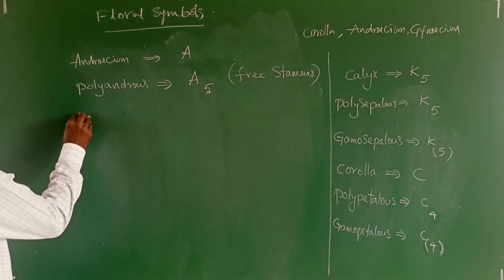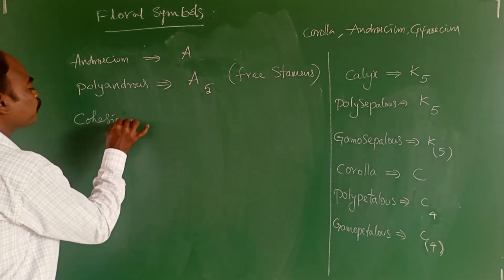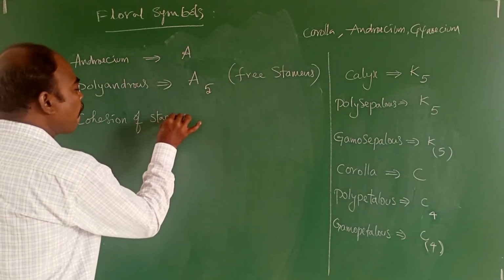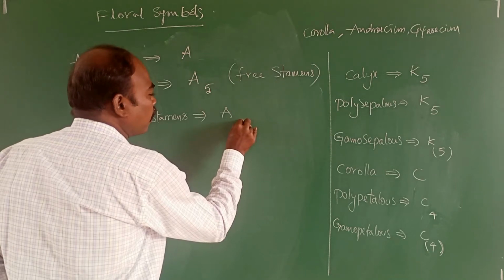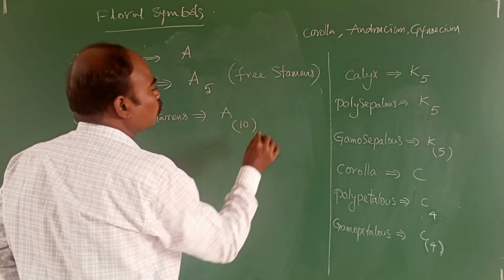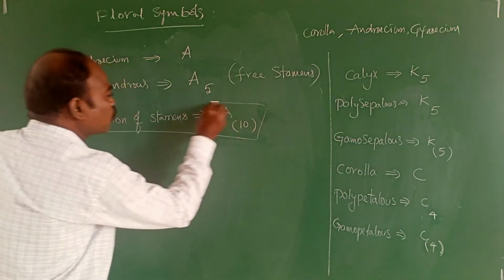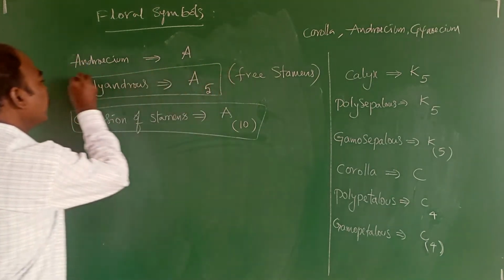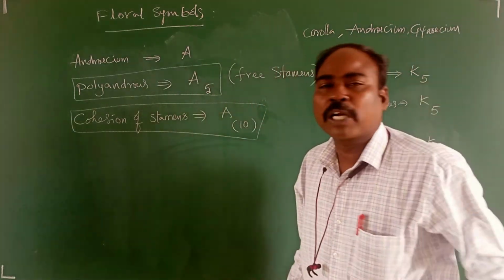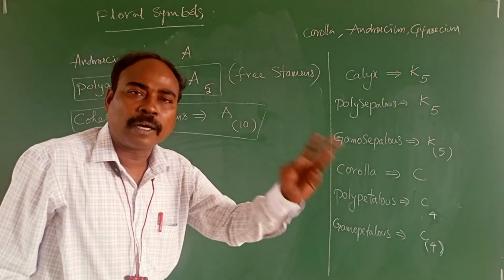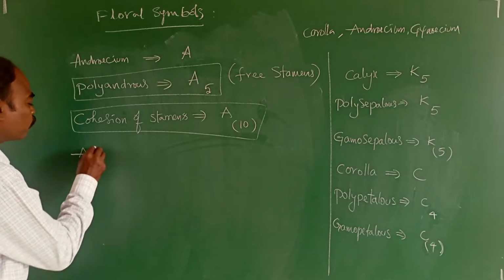For example, when stamens are fused among themselves, what is the condition? Cohesion. A10 in brackets means 10 fused stamens: cohesion of stamens among themselves. Or, stamens may be adnated with other floral parts such as petals, sepals or gynoecium. That is called adhesion.